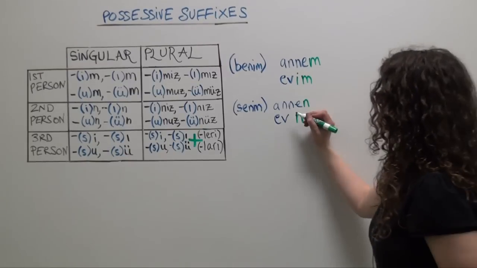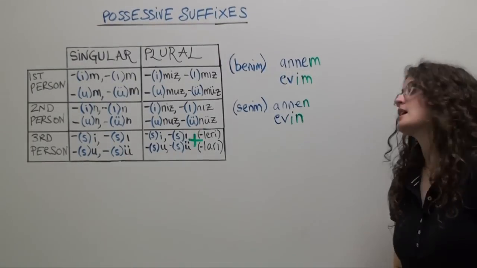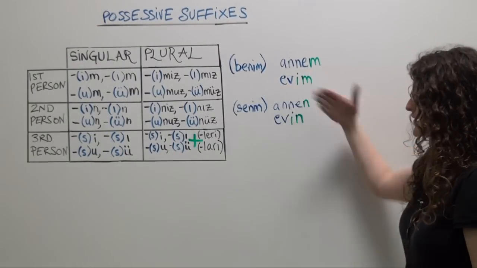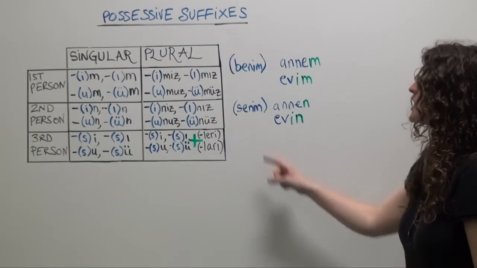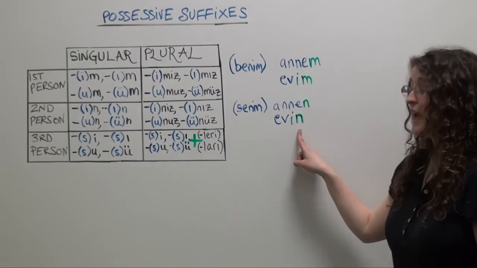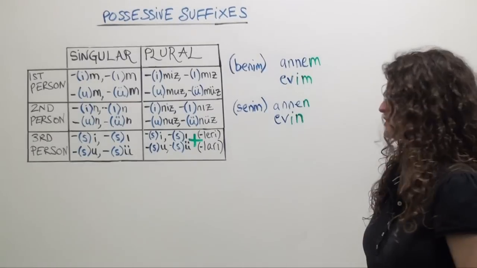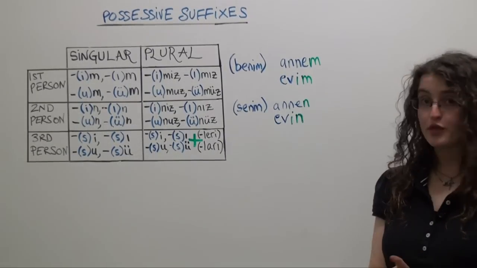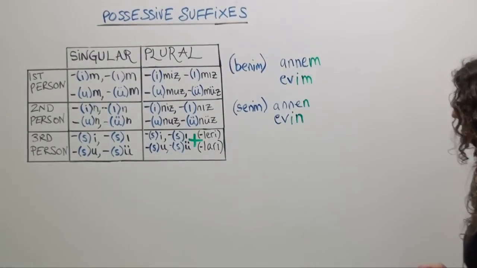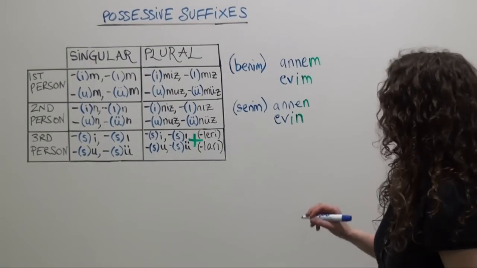So evin, your house. Now, although evin all by itself means your house, if you want to stress that it's your house, you can say senin evin, your house, or simply evin. Let's move on to the third person, where we'll see something slightly different going on, but it's still pretty simple.